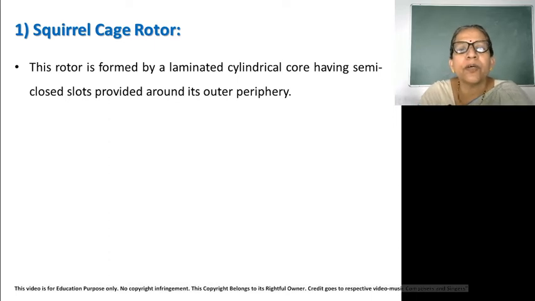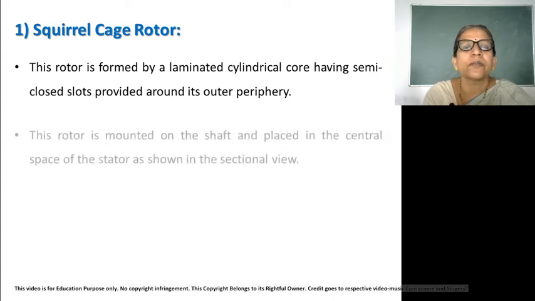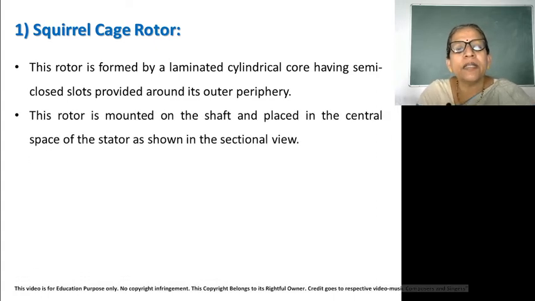Why semi-closed? Because the rotor is continuously rotating, and due to centrifugal force there is a possibility that the rotor conductors may be thrown out. To avoid this, the rotor slots are semi-closed types, or they may be enclosed type. Where is the rotor placed? The rotor is mounted on the shaft and then placed in the central place inside the stator cylindrical core. As I have shown, inside the hollow cylindrical core of the stator there is a space, and in this space we provide the rotor.